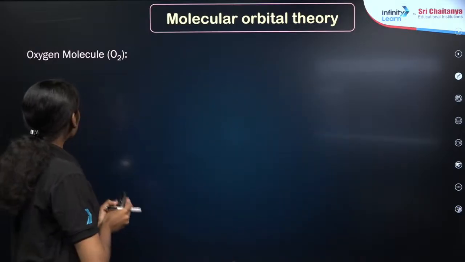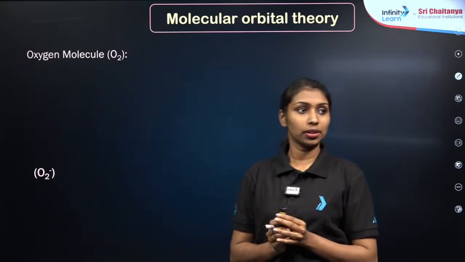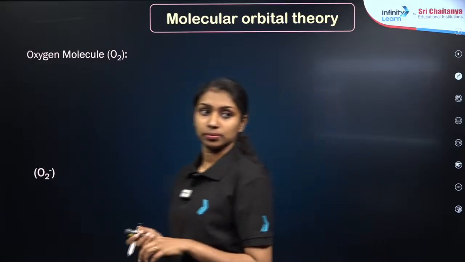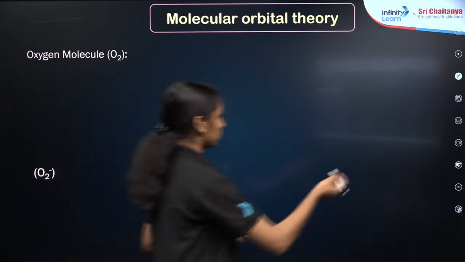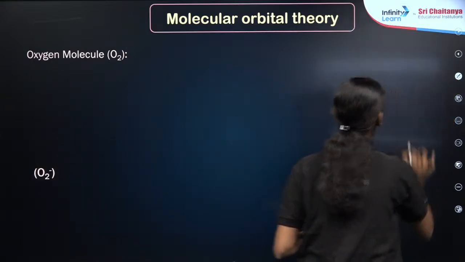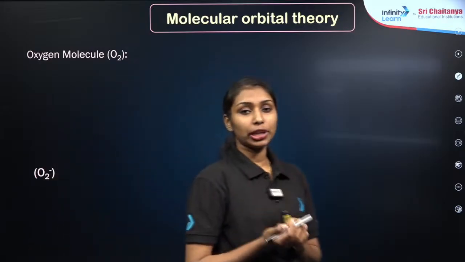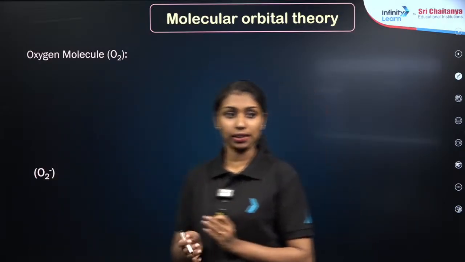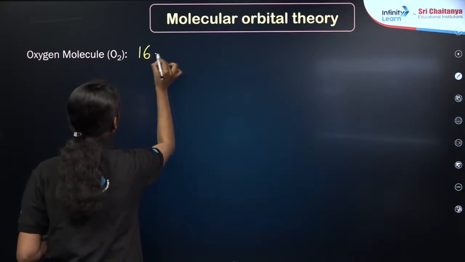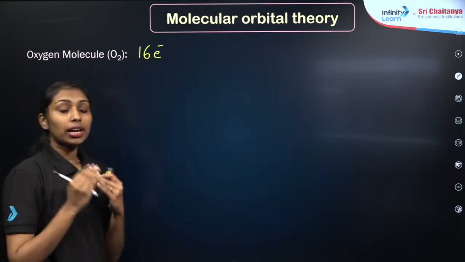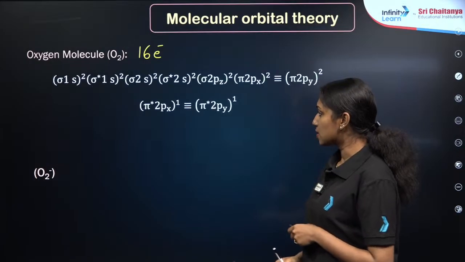Here is the next example, that is the oxygen molecule. Find out the number of electrons in the oxygen molecule. How many electrons are present? One oxygen contains 8 electrons. Then for the oxygen molecule, 2 into 8, that is equal to 16 electrons. The point to be noted is that if the molecule contains more than 14 electrons, there will be an order change, right?